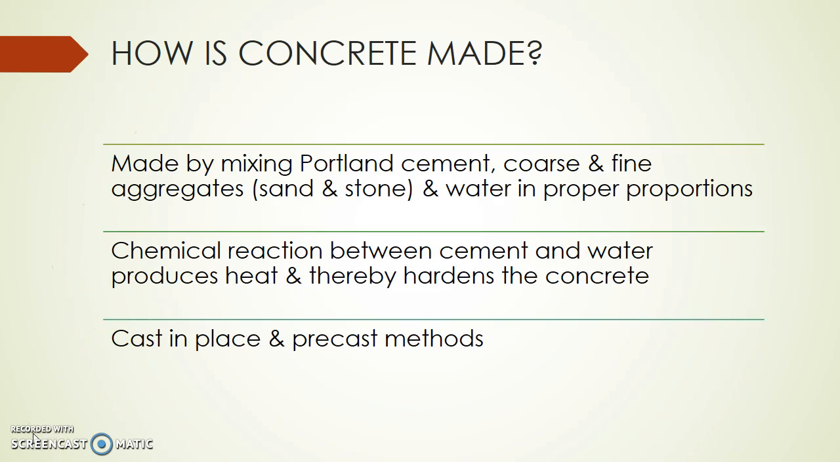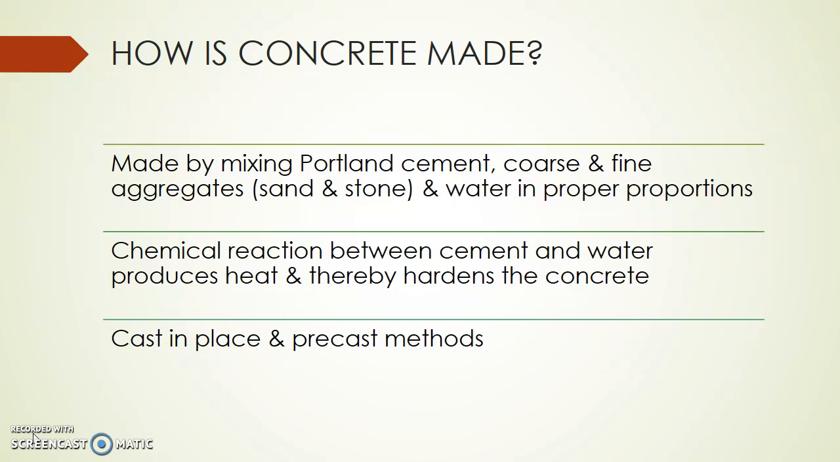So first of all, how concrete is made. It's made by mixing Portland cement, coarse and fine aggregates of sands and stones, and water in proper proportions. When this is mixed, a chemical reaction called hydration occurs, and the cement bonds the aggregates and hardens the mass.